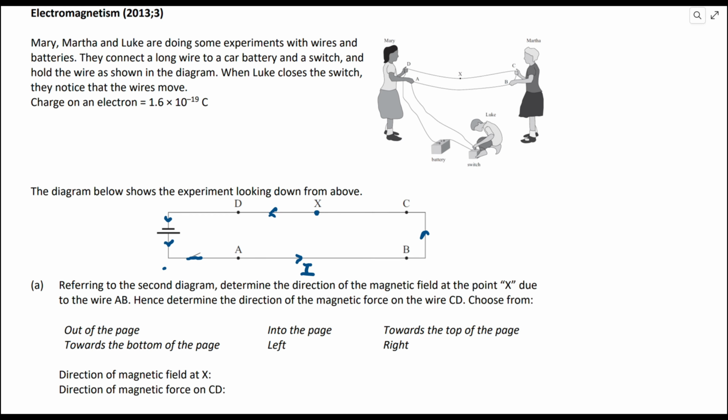So don't worry about the second wire right now, but use your right hand grip rule. Point your thumb in the direction of the current in the AB wire, which is to the right, and then you can see your fingers are curling in a way that at position X, the circular magnetic field lines will be pointing out of the surface, which means it should be pointing towards you. So to show that as a vector, you can draw it as a dot, but what you have to do is choose from these following options.